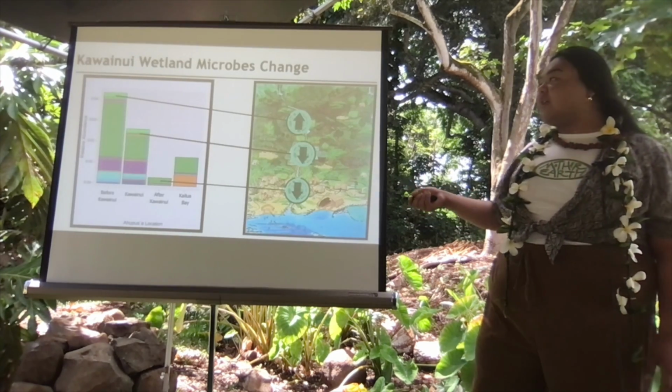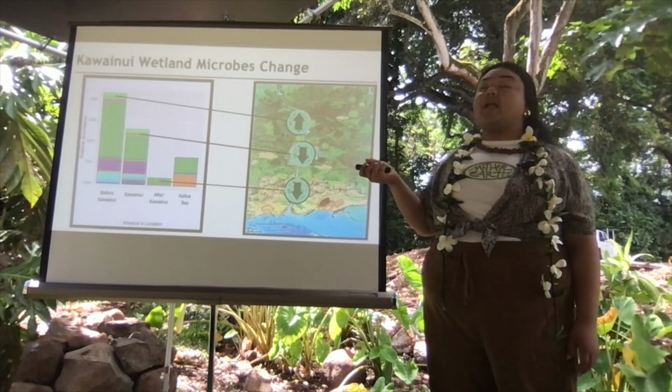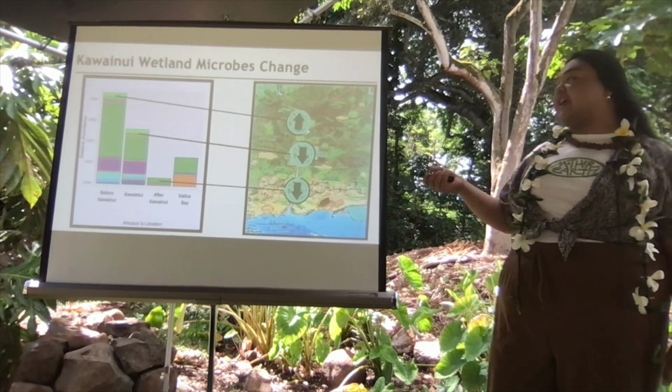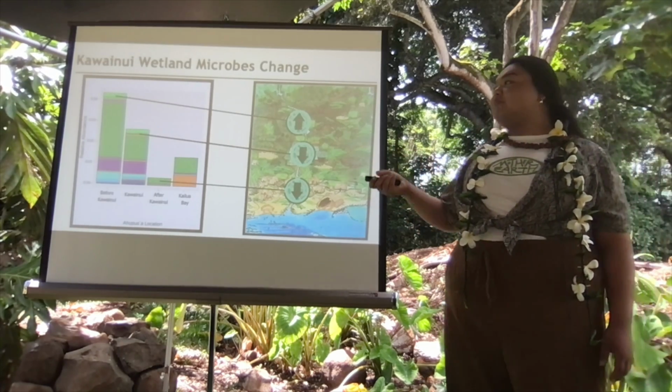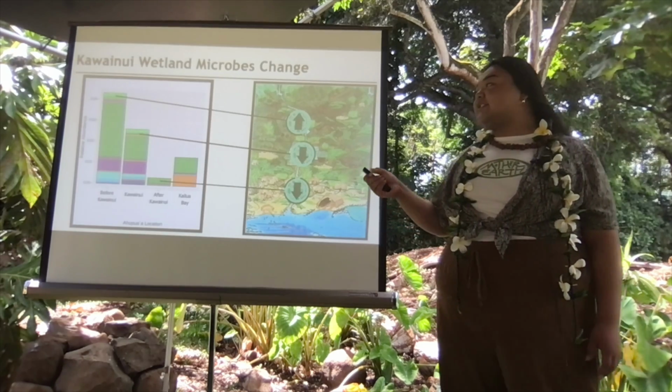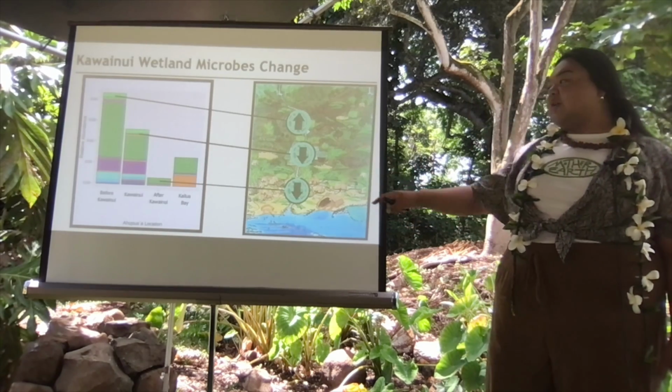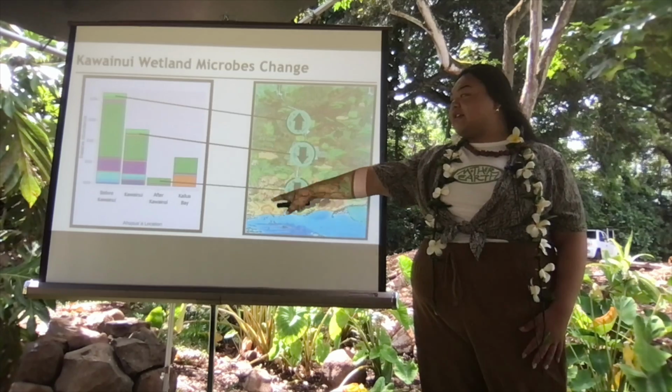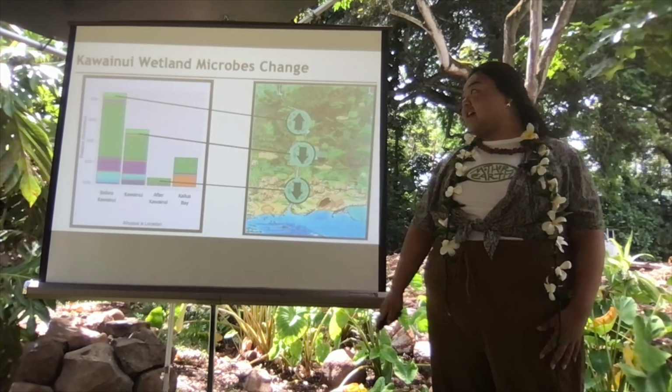And through this figure, we can assume that Kawainui wetland microbes change. So the microbes that are not plant pathogens basically increase in abundance, which is why we see such different decreases as the water runs from mauka to makai.